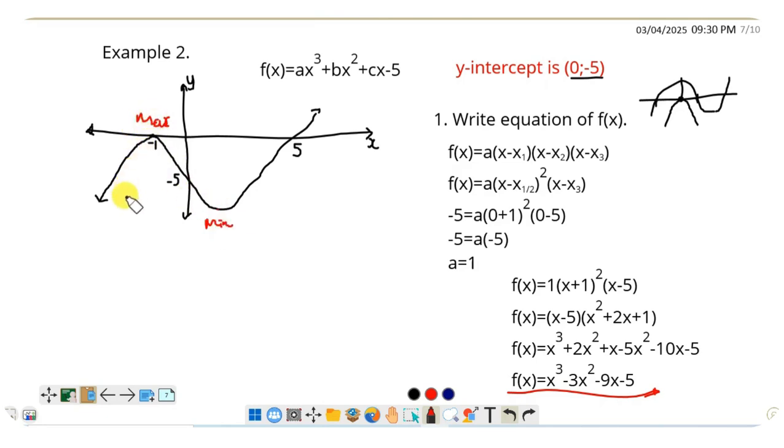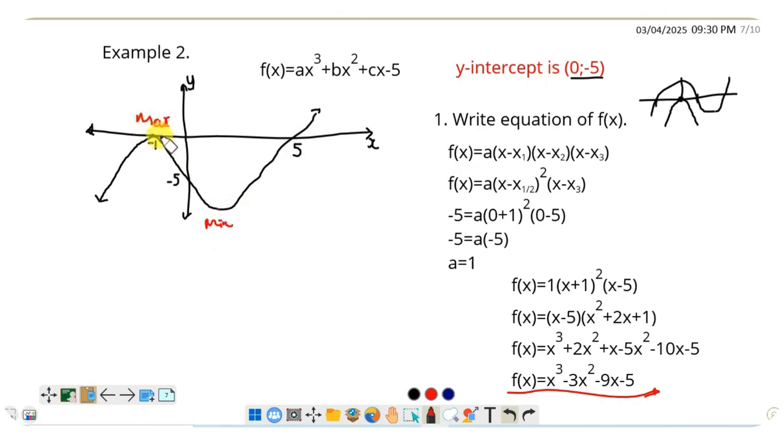So this is the maximum because while the graph was increasing, that is the highest point before the graph turns to change. And this one here is the minimum point because it is the lowest point for the graph, where the graph turns and changes direction. Okay, so this is the minimum local point.